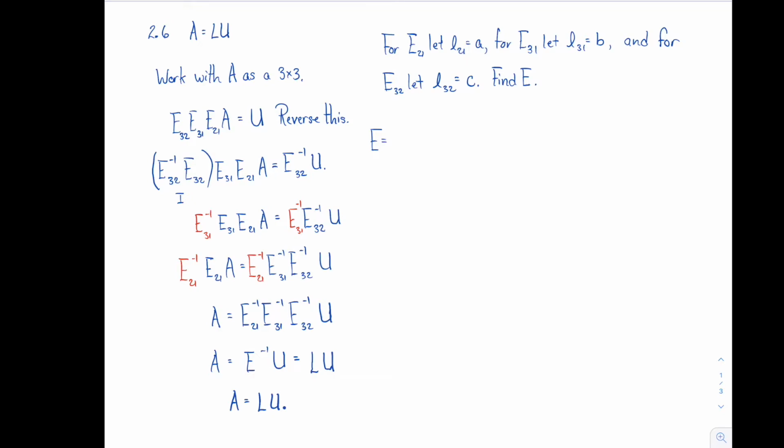The matrix of E is going to equal E32, I'm going to write it this way, because that'll be the last multiplication that I'm going to do. So E31 is 1, 0, 0, 0, 1, 0, and then in the 3, 1 position we have a B, and then a 0, 1.